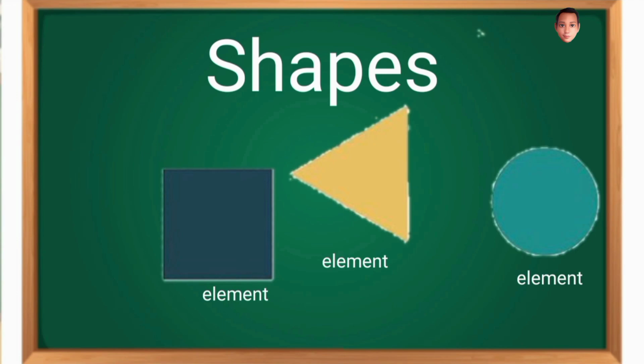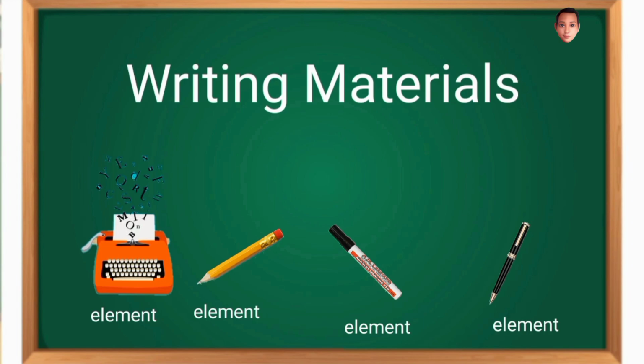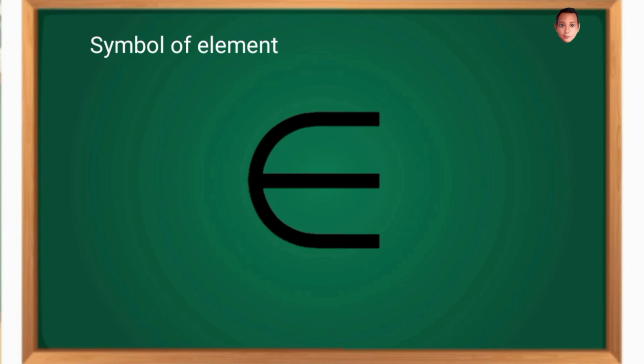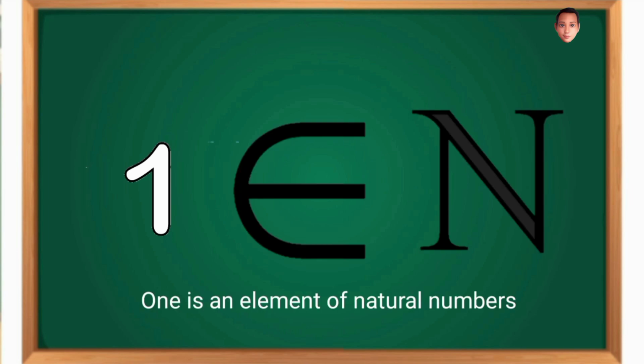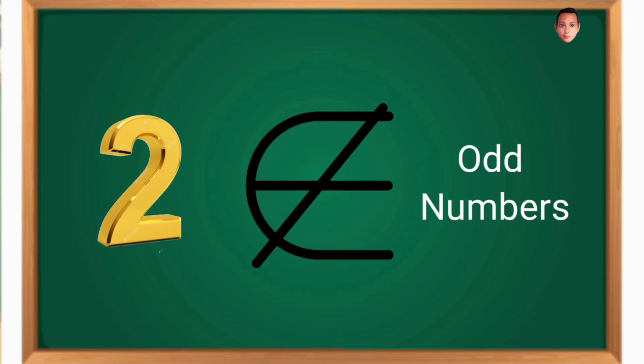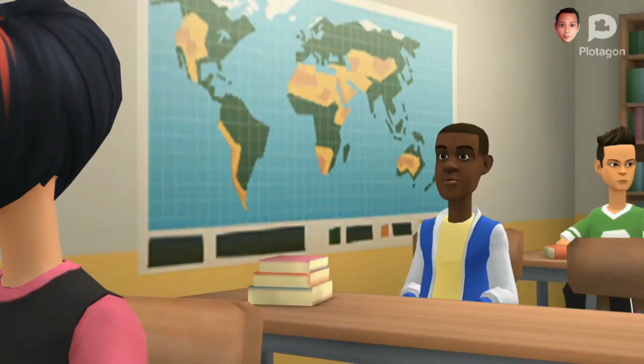The objects that constitute a set are called elements. We can indicate that an element is a member of a set by using the symbol for set membership, element of. Let's apply the concepts of sets to the set of real numbers. For instance, we can state that 1 is an element of the set of natural or counting numbers. We can also indicate an element is not a member by using the negation of this symbol. For example, we can state that 2 is not an element of odd numbers. Can you follow? Yes, ma'am.